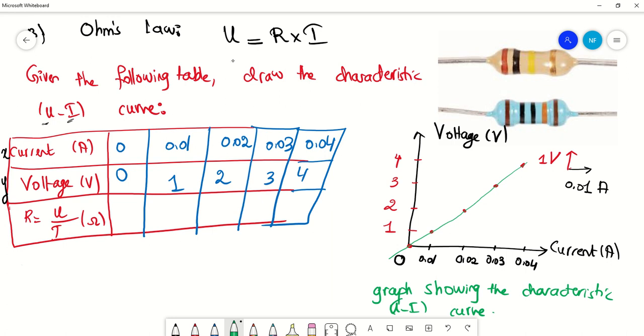Let's try calculating the resistance. U over I, I have to divide the voltage over the current. In the first case, 0 over 0, it's not acceptable to write 0 in the denominator, so we will not put an answer. The voltage over current will be equal to 0 over 0, which has a 0 in the denominator, an indeterminate form in math. That's why we will not write it. The second one, 1 over 0.01, equals 100. 2 over 0.02 equals 100. 3 over 0.03 as well, and 4 over 0.04 as well.